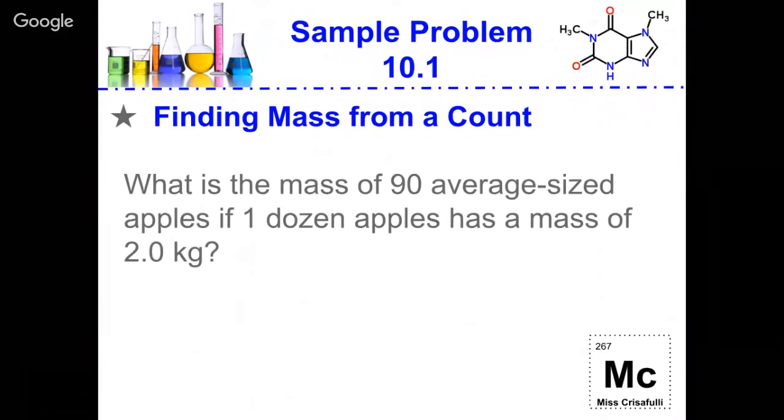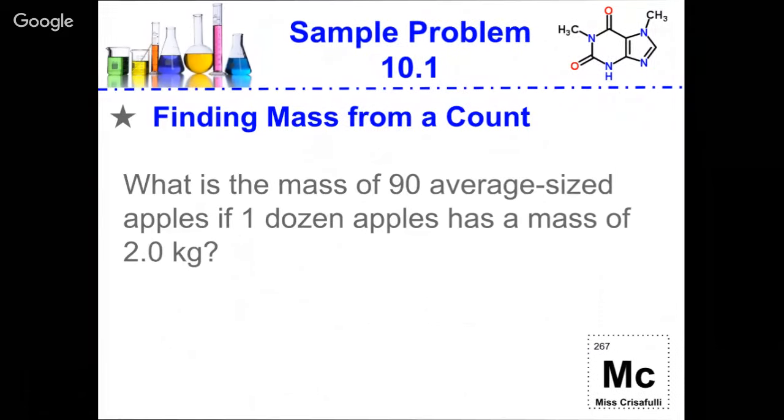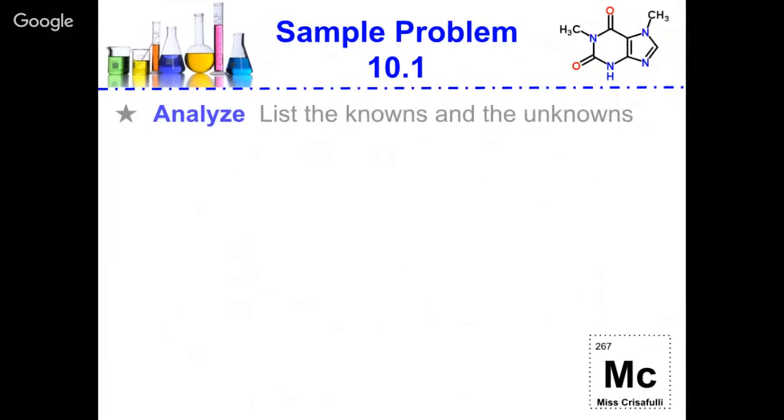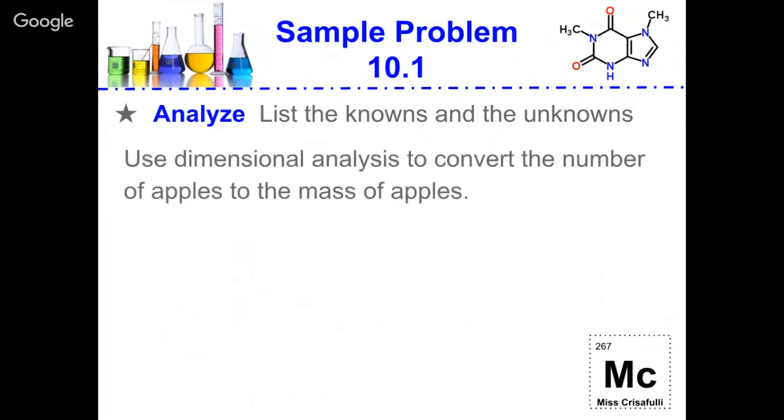So what is the mass of 90 average-sized apples if 1 dozen apples has a mass of 2.0 kilograms? All right, we're going to have to set this up using dimensional analysis. So let's analyze. Let's list the knowns and unknowns. We're going to use dimensional analysis to convert the units of number of apples to mass of apples.